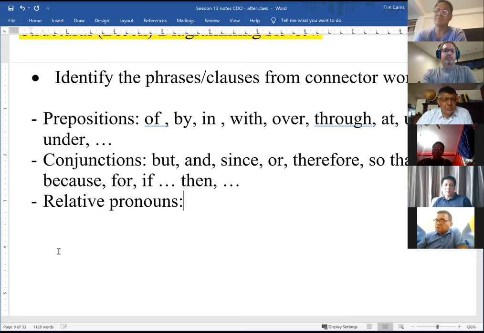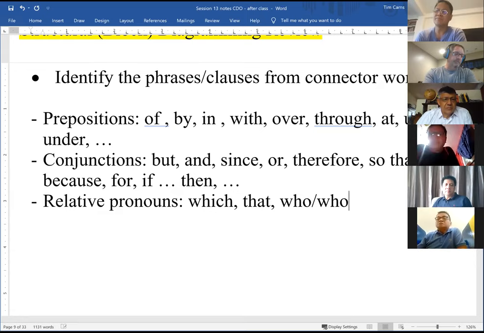And there's only a few of them: which, that, who, or whom. Those are the most common. Again, you can go to Wikipedia; there's the list, it's given there.